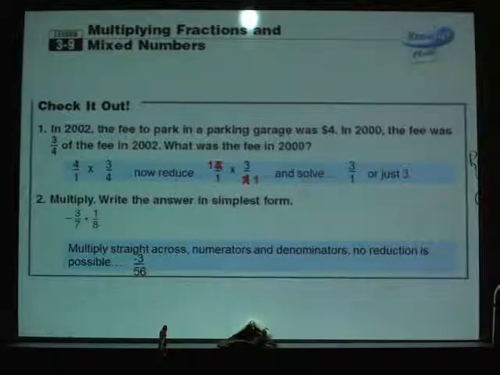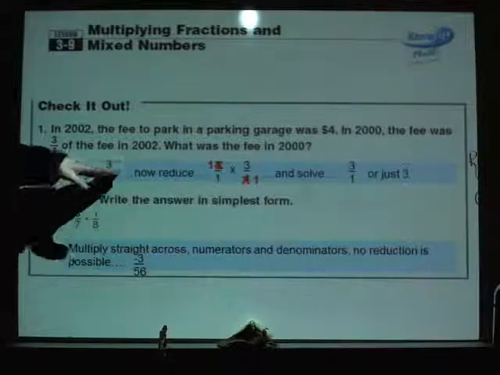All right, so let's go ahead and take a look at the check it out examples here. Number 1, in 2002, the fee to park in a parking garage was $4. In 2000, the fee was 3/4 of the fee in 2002. What was the fee in 2000? So this is much like that last question we just solved. It's a word problem, but it's about multiplying, and there's really only 2 numbers in the question that aren't years, $4 and 3/4, so we're going to multiply together the 4 and the 3/4.